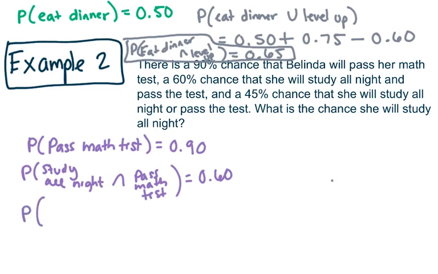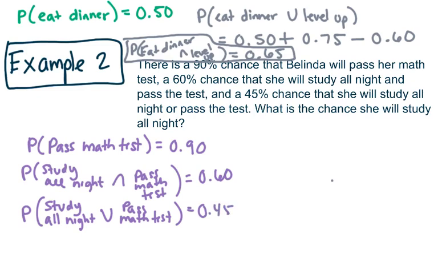And a 45% chance that she will study all night or pass the test. So probability of study all night or pass math test. What is the chance she will study all night? So the probability of study all night. And so we're still going to use that same formula, but it just might look a little bit different.